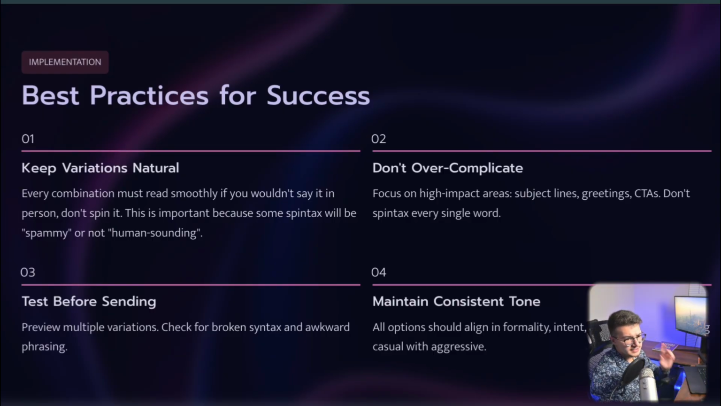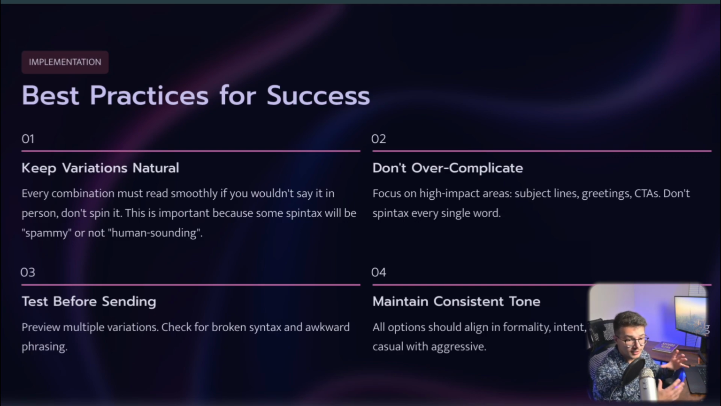Now, another thing is to not overcomplicate it as well. Remember, you just want to focus on the bulk of it, just to have different variations. It's not entirely having to create brand new sentences for each line. So focus on subject line, greeting, call to actions. You don't need to Spintax every single word. Now, test before sending. Again, this is really, really important because yes, you're in a rush. Yes, you're creating 10 different variants. You want to get it done as fast as possible.